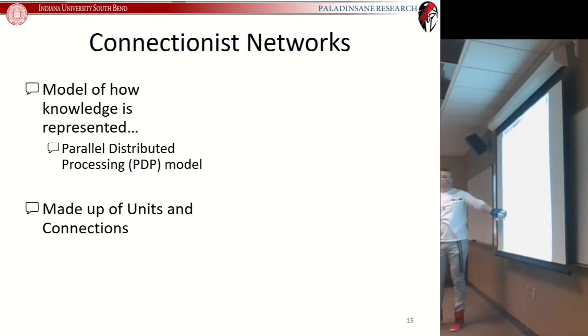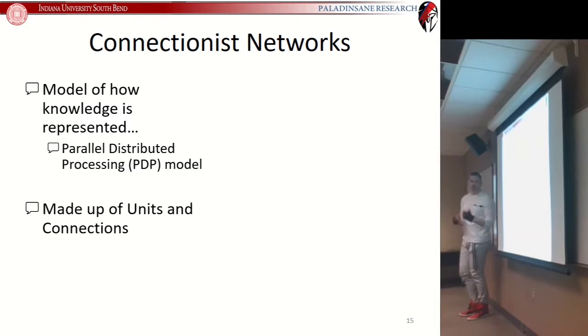And in a connectionist network, this model of how you represent knowledge is made up of units and connections. So kind of like the spreading activation model was made up of nodes and connections, this one here is made up of units and connections.